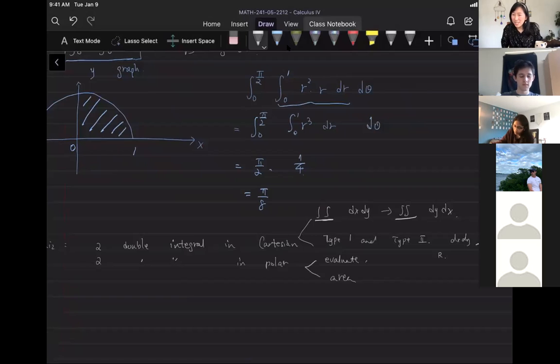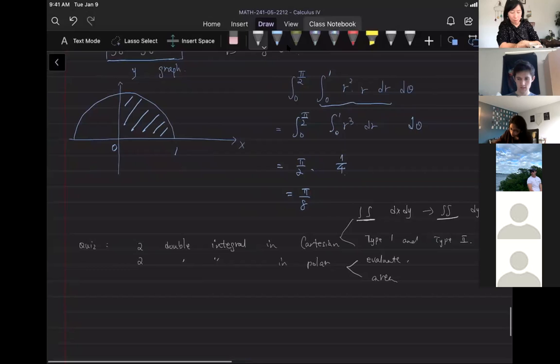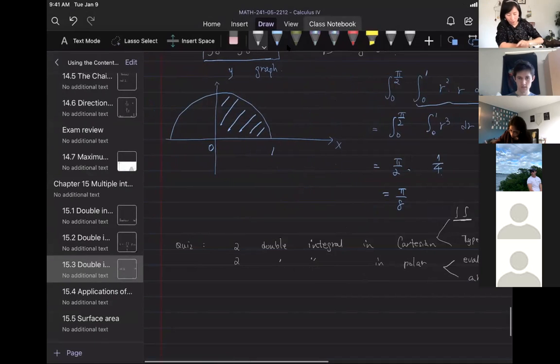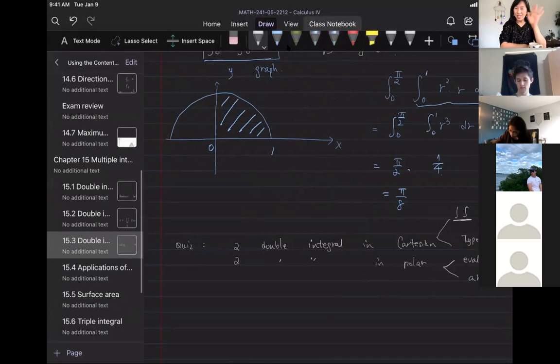Any other questions? In the homework, definitely you will find similar problems. If you finish all the homework, you should be fine. There are some similar problems, you can find them. So if no question, we can stop here today, and tomorrow we start a little bit of 15.4, and then we will have the quiz. Okay. See you tomorrow, everyone.